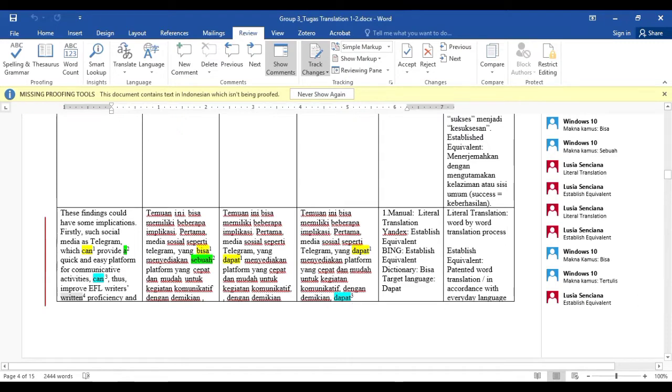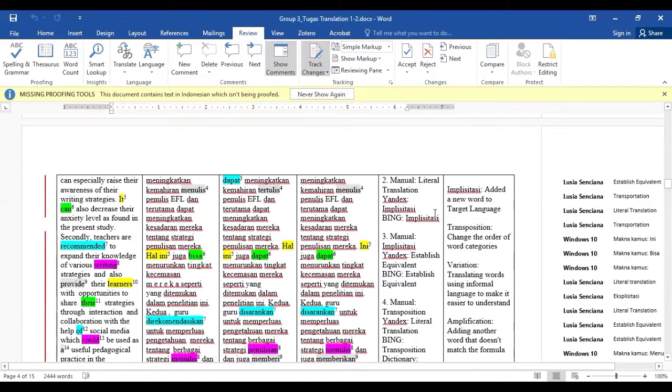So in the manual translator using literal translation, it is word by word translation process, and in the Yandex and Bing translator using implicitasi. Implicitasi is add a new word to target language.